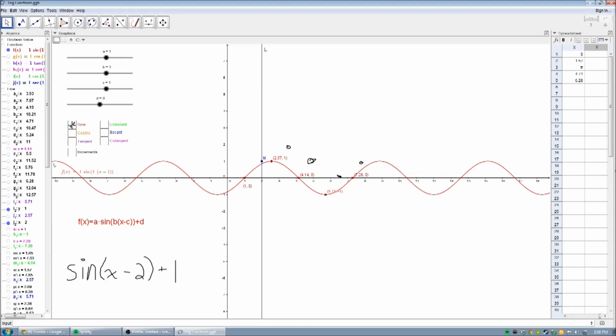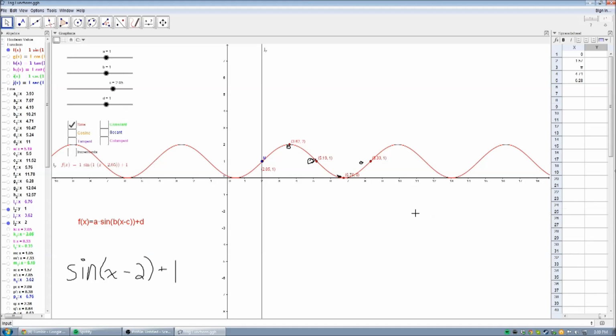And when I turn on sine, I didn't put in my new function, so the sine of (x minus 2) plus 1 means my c is 2 and my d variable is 1. Now we turn on sine. Okay, it kind of matches up. If I was any good at sketching points on a computer, that's what it would look like.